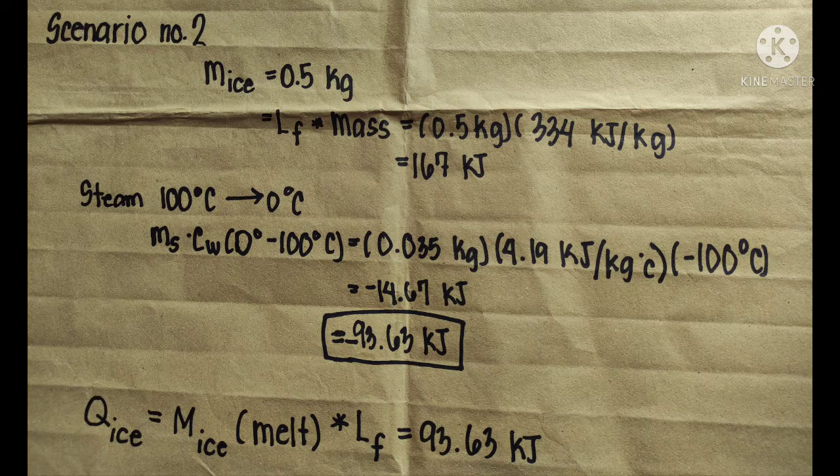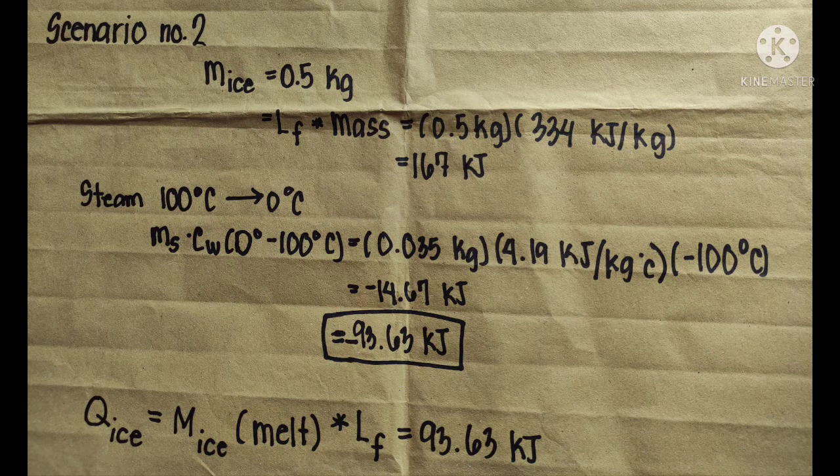So for this scenario, the mass of the ice has been set to half a kilogram while keeping all the other values the same. With half a kilogram of ice, it will need to absorb heat to melt. So for this question we can answer it with the heat of fusion L_F multiplied by the mass, which is half a kilogram, multiplied by 334 kilojoules per kilogram, which is 167 kilojoules.